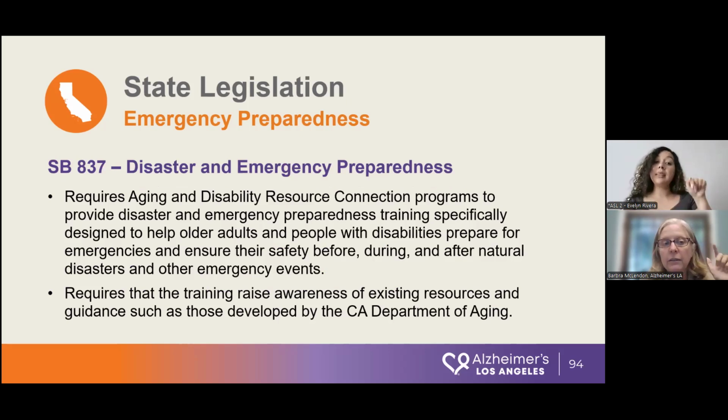We have talked about disaster and emergency preparedness a number of times in this committee, and actually we talked about it again today when we were talking about people who live alone and how we make sure we keep them safe. So this piece of legislation requires the Aging and Disability Resource Connection programs to provide this kind of training. They don't need to create it. They don't need to reinvent the wheel. This training does exist. The Department of Aging has done some excellent work and guidance in this area.